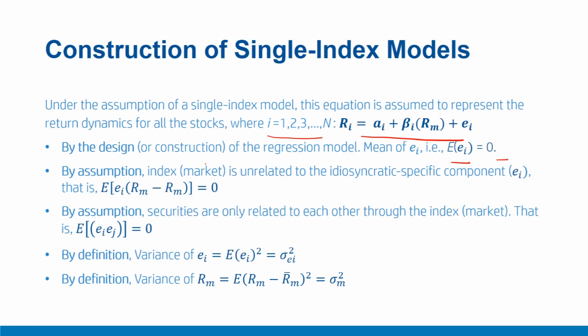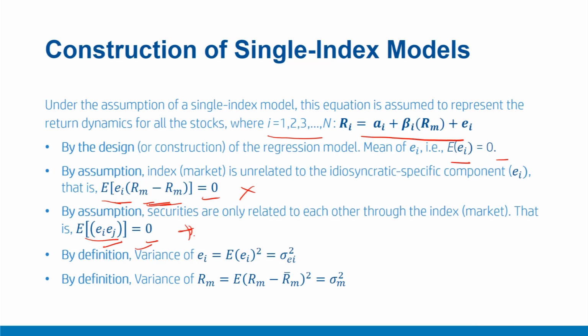Then by assumption, the index is unrelated to the idiosyncratic component, which is Ei or the error term, that is, the expectation of Ei and market is 0. That means market returns and error terms are not correlated. There is no correlation between the error, the residual or stock specific term, and the market. Also, securities are only related to each other through the index, which is the market. That is, there is no correlation across securities. Between two stocks, the residual or stock specific terms have no correlation or covariance, in other words.